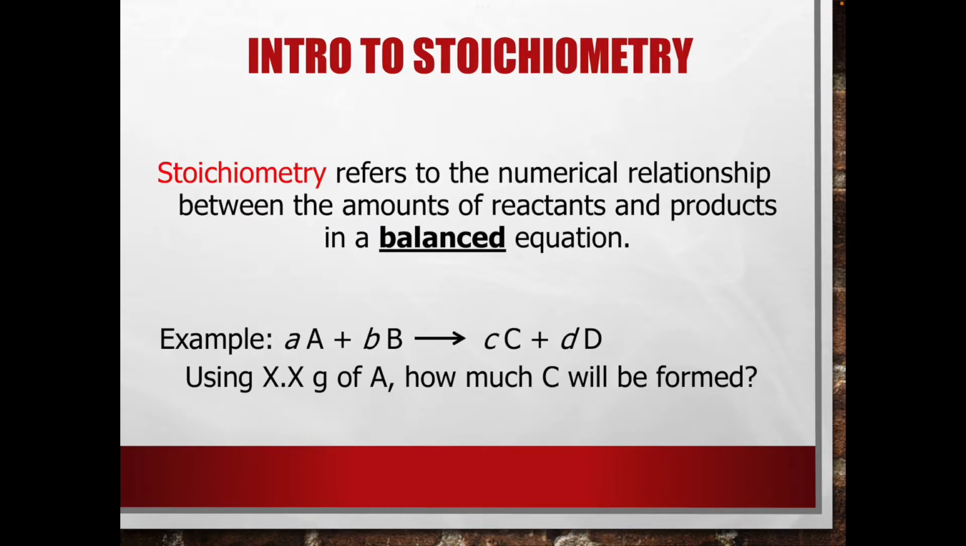All right, so today's lecture is an introduction to stoichiometry. Stoichiometry refers to the numerical relationship between the amounts of reactants and products in a balanced chemical equation. Okay, so what does that mean? Essentially, if we were to do this in lab, and let's say we weighed out some amount of our starting material, so some reactant. Let's say we weighed out 10 grams of whatever element A is, and I want to know how much of our product can be formed.